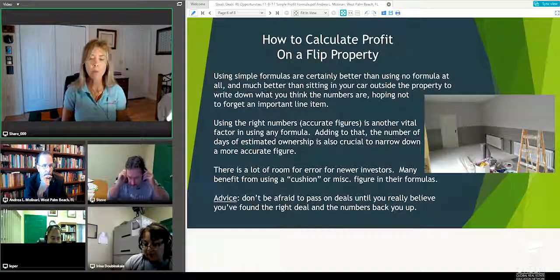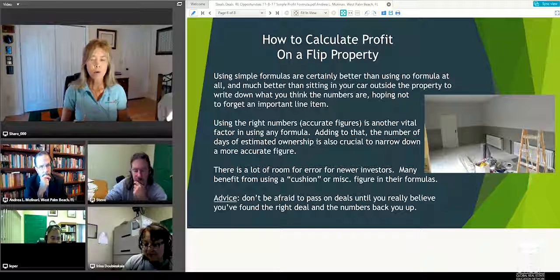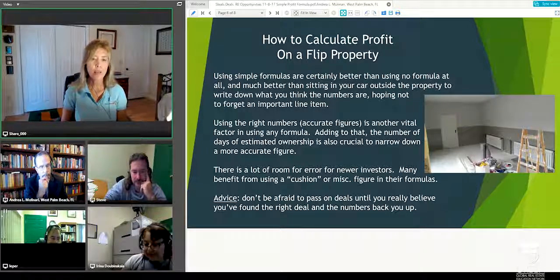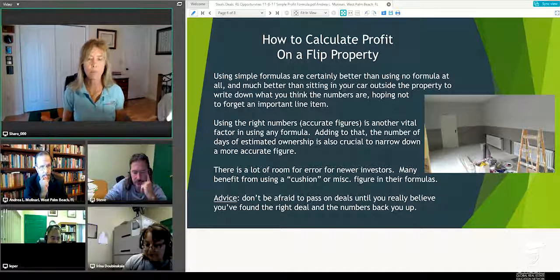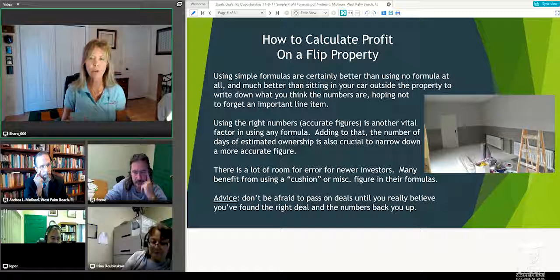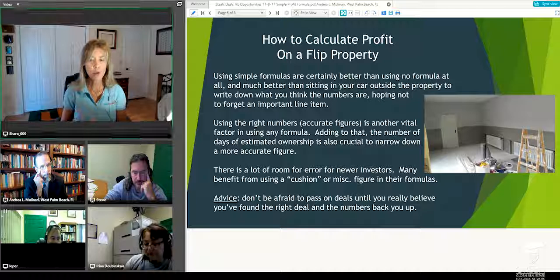So the last bit of advice is don't be afraid to pass on deals until you really believe you found the right deal and the numbers back you up. Newer investors pass a lot on deals, and it can frustrate you as well as some of the realtors you're working with, because the realtor just wants you to buy a house already and they want to earn the commission. They've shown you a lot of things, but they're not the person taking the risk. They're not the person that could lose their life savings when the figures weren't calculated right. So when you're newer, do that due diligence. The right deal will come your way, and then you'll get the experience you're looking for and hopefully make a profit in the process.